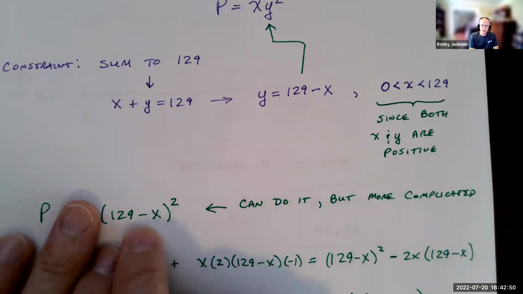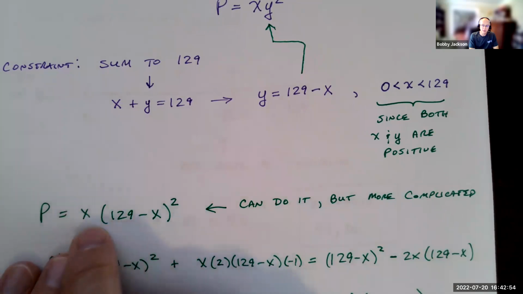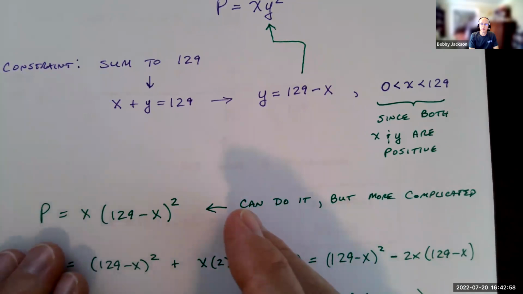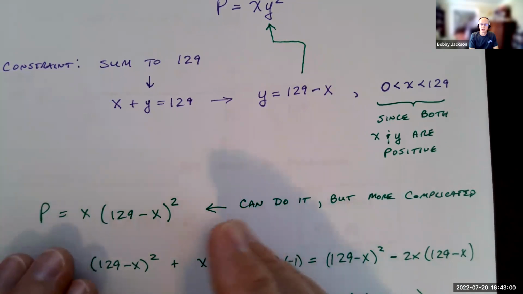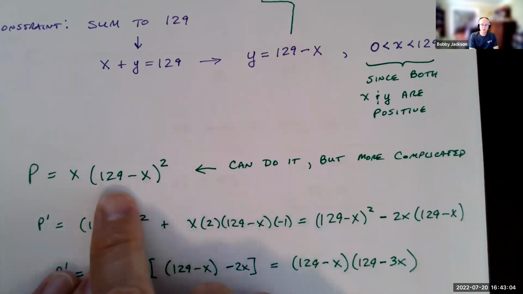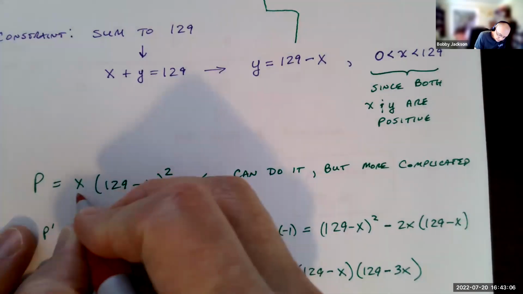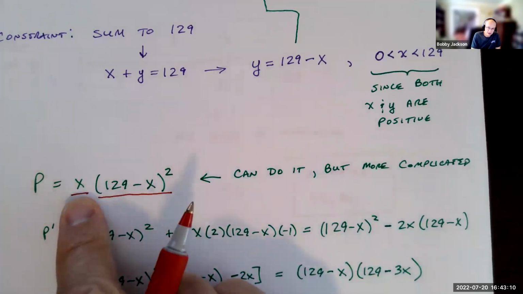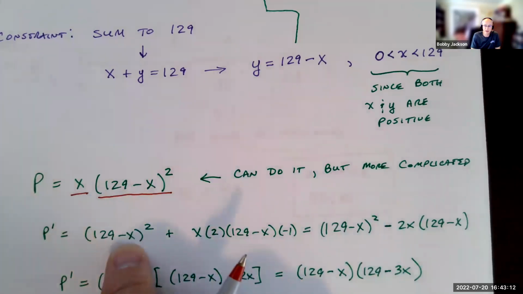Okay, you could FOIL this out, expanding this special product, 129 minus x quantity squared, and then multiply by x. You would have a degree 3 polynomial with 3 terms, and then you can take the derivative of each term individually. I just went ahead and used the product rule instead. So I did that function times this one. Well, the derivative of x is easy. It's 1. So I just have the 129 minus x squared.